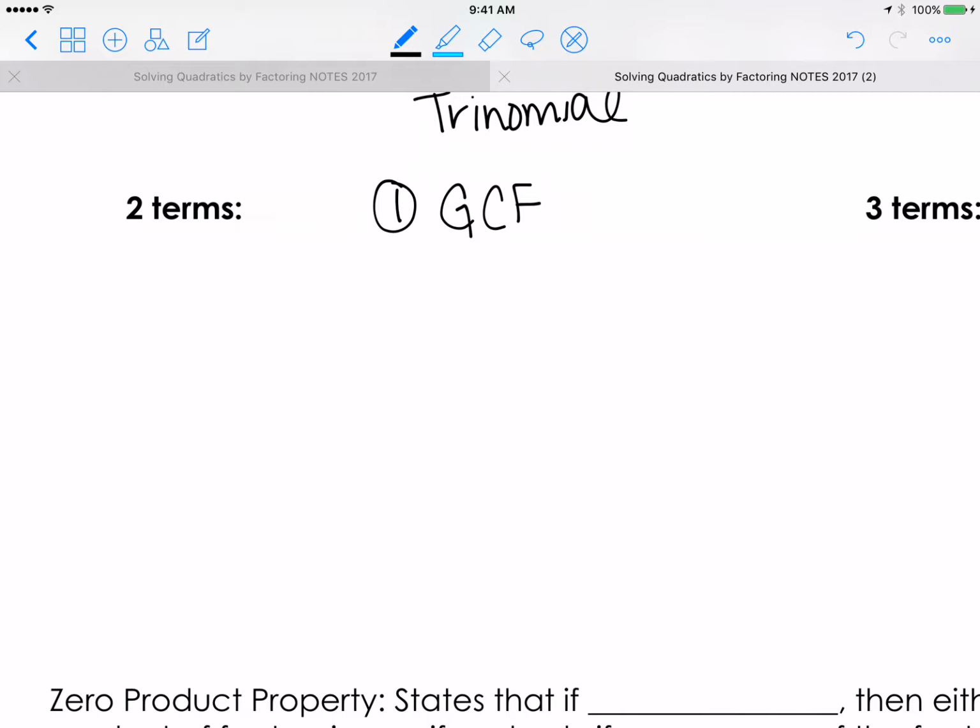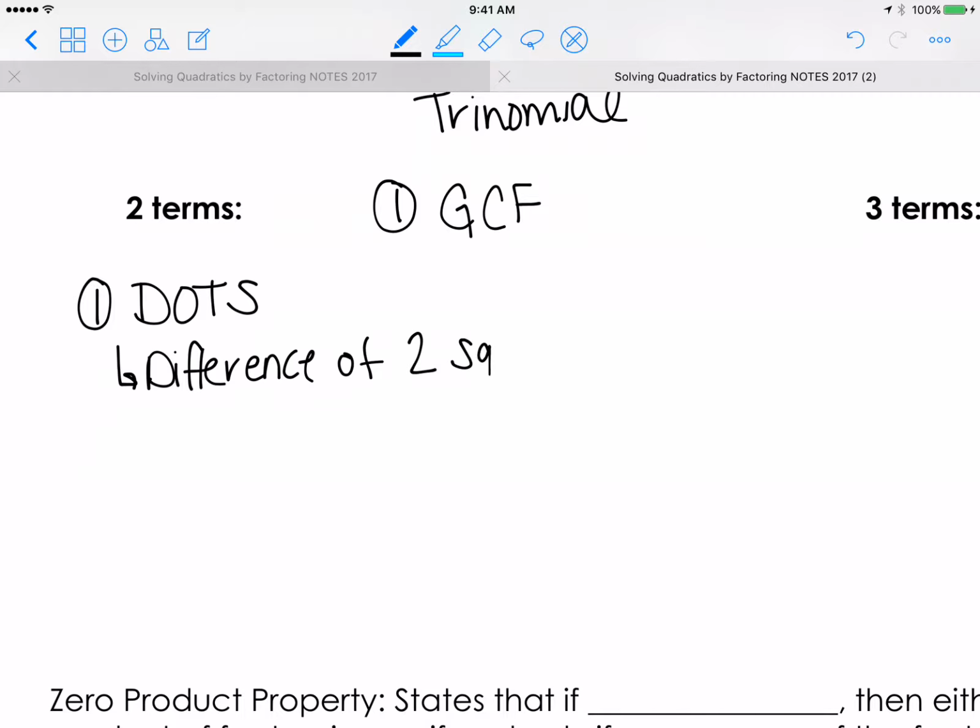So in the two terms, it could either be a DOTS, which means difference of two squares. So it might look something like this. A perfect square, like x squared, is a perfect square, because if you take the square root of x squared, you get x, right? And difference means it's going to be a subtraction. So you're going to have a subtraction sign. Okay, and then another perfect square, like 4.